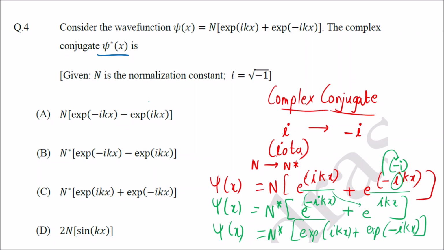What is the correct option? Sign is not going to change. This is incorrect. This is incorrect. Plus, okay, N star, this is also incorrect. So the correct answer is what? Option C.